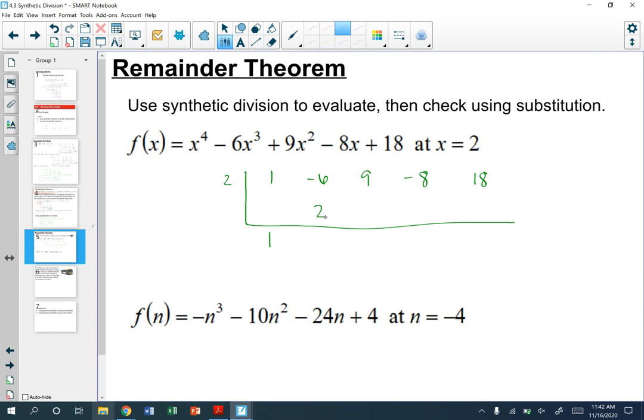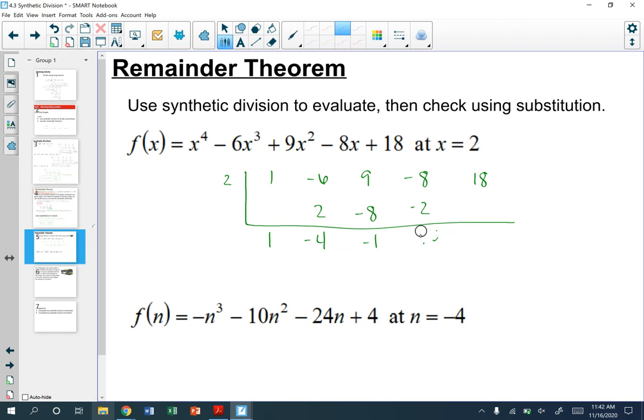1 times 2 is 2. I add, I get -4. -4 times 2 is -8. I add, I get -1. -1 times 2 is -2. I add, I get -10.